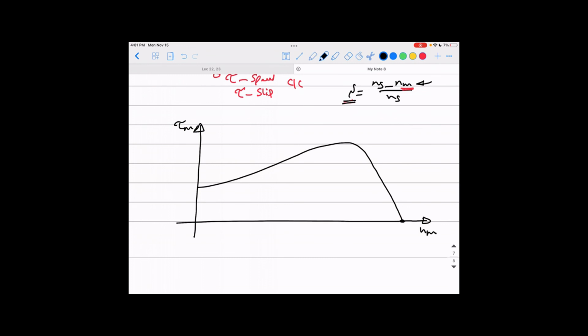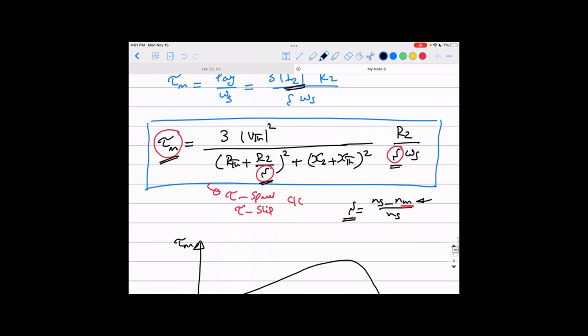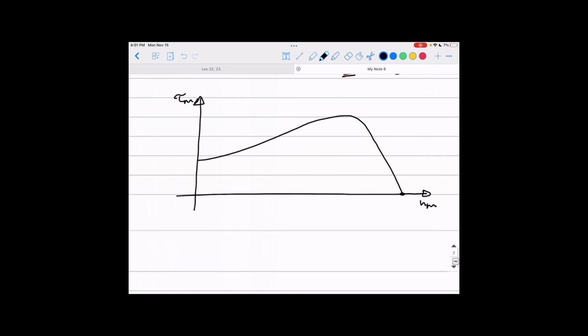You'll find it in a textbook. That's the curve you get if you plot this equation, the speed versus the torque.